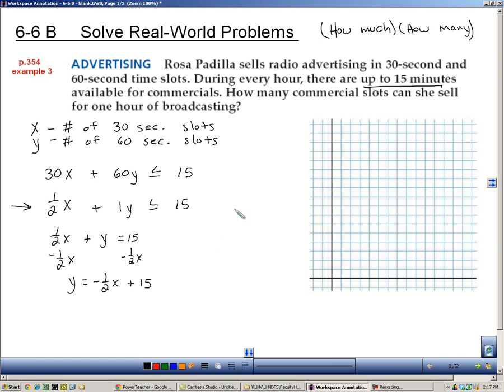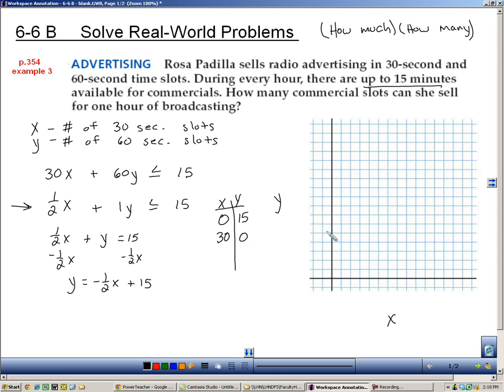So now we need ordered pairs for this. In real world problems, I like to use the X and Y intercepts. So I'm going to plug a 0 in for the X value. That gives me a 15 for Y. And now what number could I put in for X that would give me a 0? What if I did 30? 30 for X, because 30 divided by 2 is 15. Negative 15 plus 15 is 0. So those are my two intercepts.